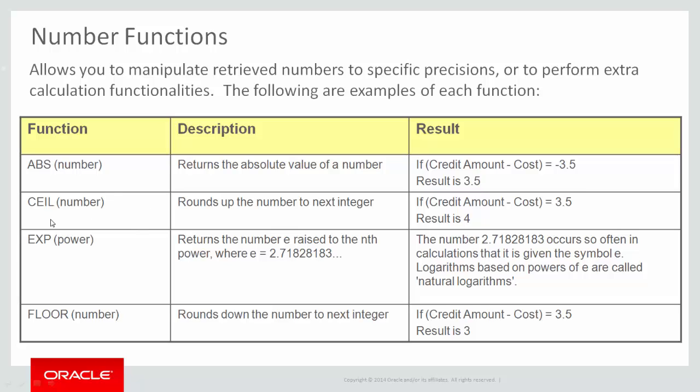Another example is ceiling, and what ceiling does is it rounds up to the next integer. So let's say, for example, we have credit amount minus cost and it yields us 3.5. If we use ceiling, it would round to the next whole integer, which would then yield us a value of 4. The opposite of ceiling is something that we call floor. Where ceiling rounded up to the next integer, floor rounds down to the next integer. So in the example we're looking at here, if credit amount minus cost equals 3.5, rounding down to the next whole integer, it would then yield us a result of 3.